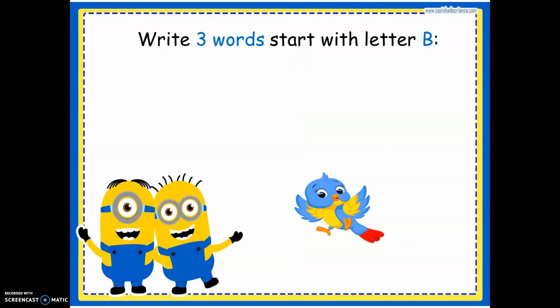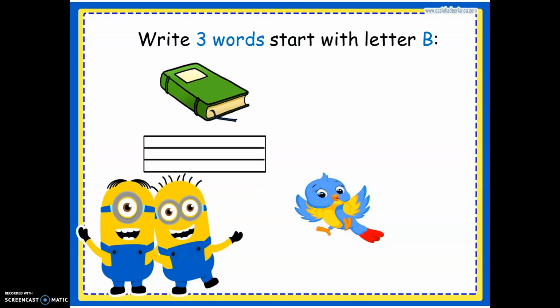Now I want you to write 3 words. Start with letter B. Number 1, we have what? We have a book. Now, let's spell the word book together. B-double-O-K. Now, if I ask you girls, do you like reading books? Yes, I like reading books. So, what is your favorite book, girls? My favorite book is, for example, Jane Eyre.